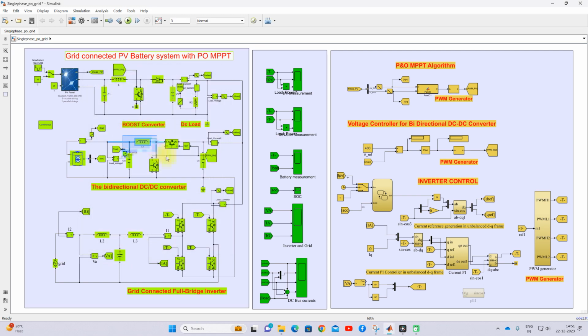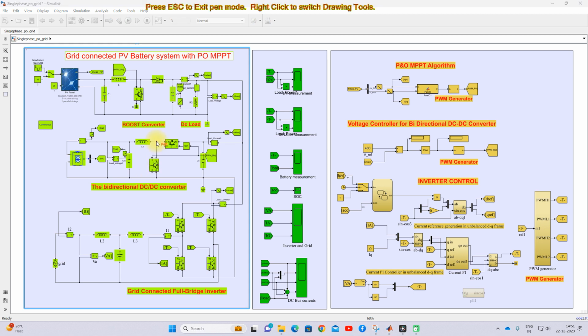So this is going to be connected to the bidirectional DC-DC converter. This bidirectional DC-DC converter is going to control the current flow in both directions. So it can operate in both directions. That means it allows the current to flow in both directions. Because of this, the battery will go into charging as well as discharging mode according to the power balance in the system.